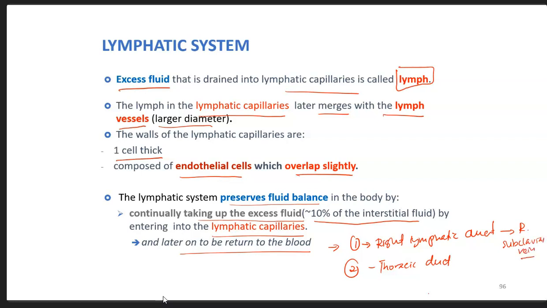Vein dah blood vessels dah kan? Okay, thoracic duct into the left subclavian vein. Okay, vein is the blood vessels. Okay, so the lymph will join the blood circulation at this point. So this then will merge or enter into the superior vena cava, before it enters into the heart chamber, which is the right atrium.